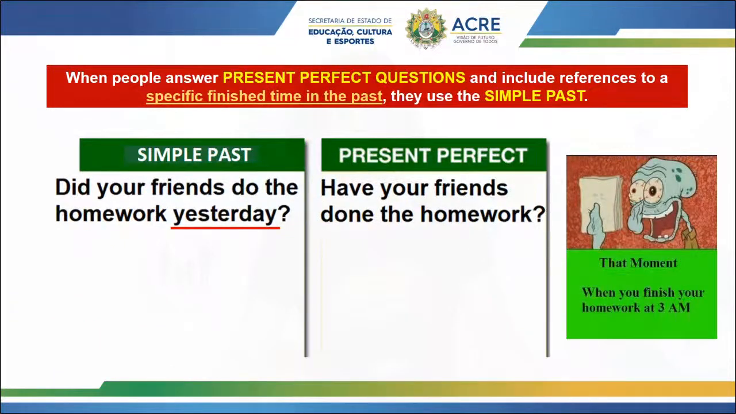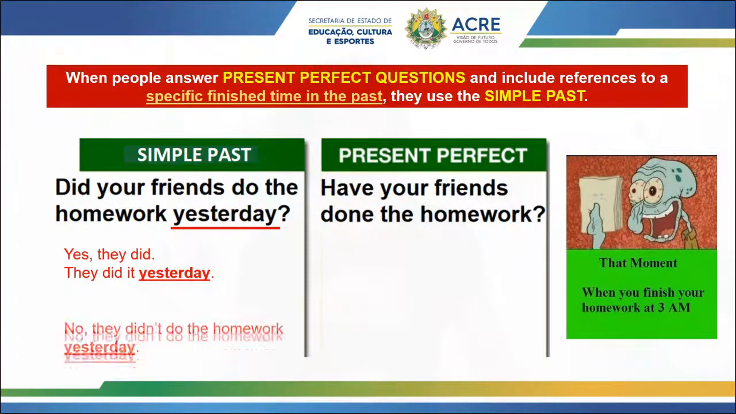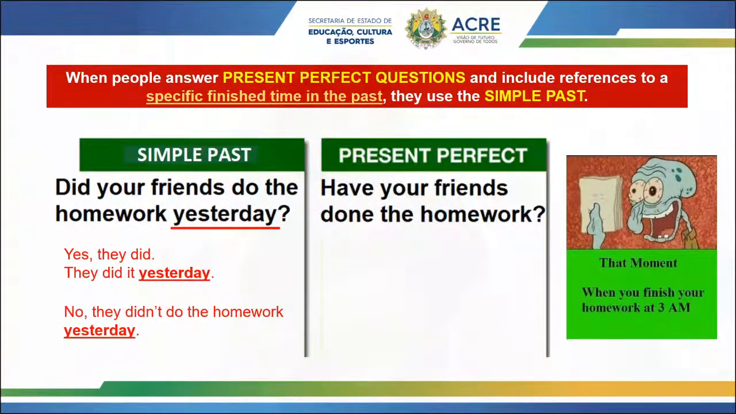Another example. Simple past. Did your friends do the homework yesterday? Yes, they did. They did it yesterday. No, they didn't do the homework yesterday. This situation has a specific time, yesterday. That's why we are using simple past.